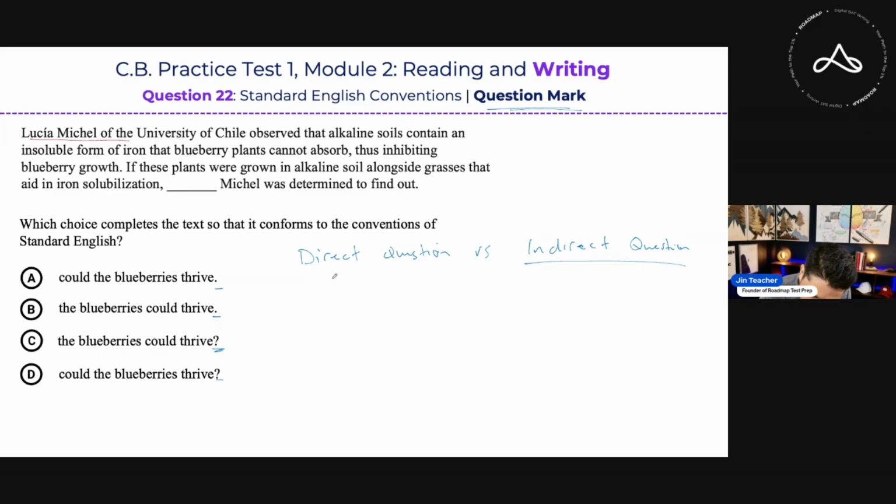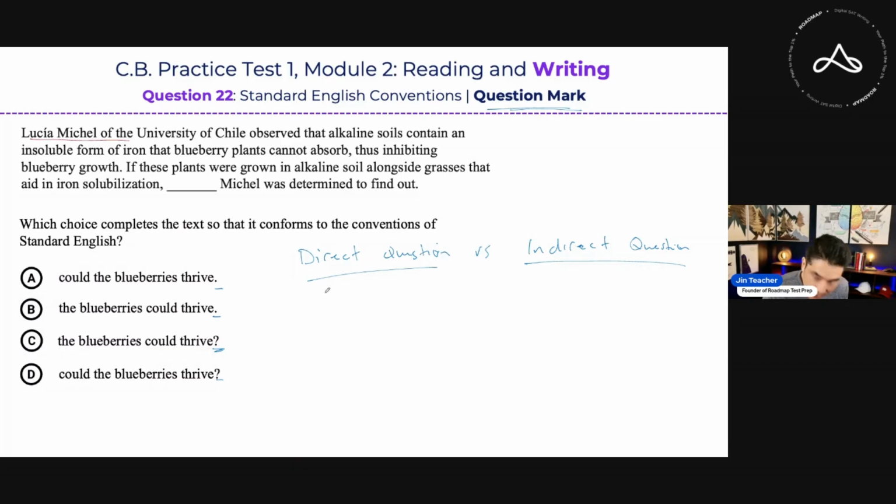Yep. A direct question is basically when I ask you a question directly, right? What did you eat for dinner? Did you have fun? Who's that girl over there you're talking to? Do you like her? These are all just direct questions, right? Indirect questions.